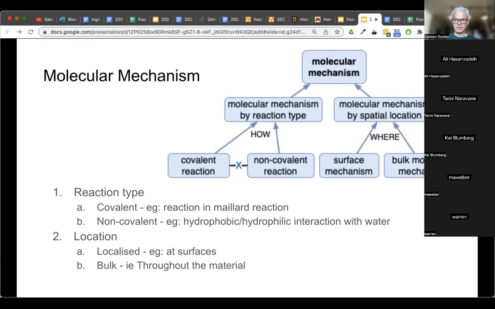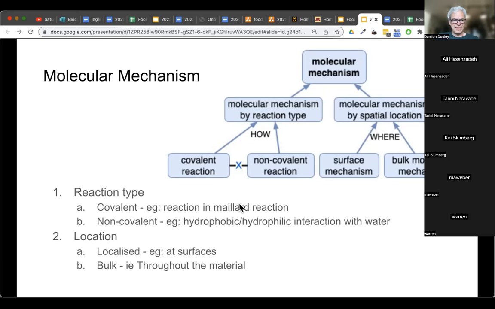Non-covalent, a very simple example, is if something is hydrophobic or hydrophilic, which means it dissolves in water or stays separate from water. This is happening because of different forces of attraction and repulsion, and here the molecules are not changing. So these are non-covalent reactions. And then it's where it is happening: if it's localized at certain surfaces, or it's happening throughout the material.